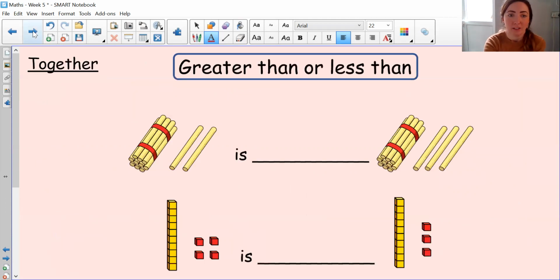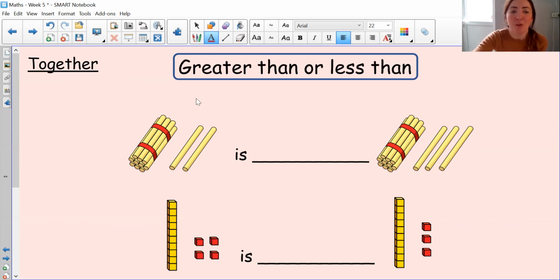Okay, so let's compare these pictorial representations. So are these greater than or less than? Let's have a look. Now, because they're pictorial representations, we can already tell just by looking at it whether it's greater than or less than. But we still want to use our maths and our skills of adding tens and ones. So we're going to work out what it is anyway, and that will help us to check our answers too, won't it?